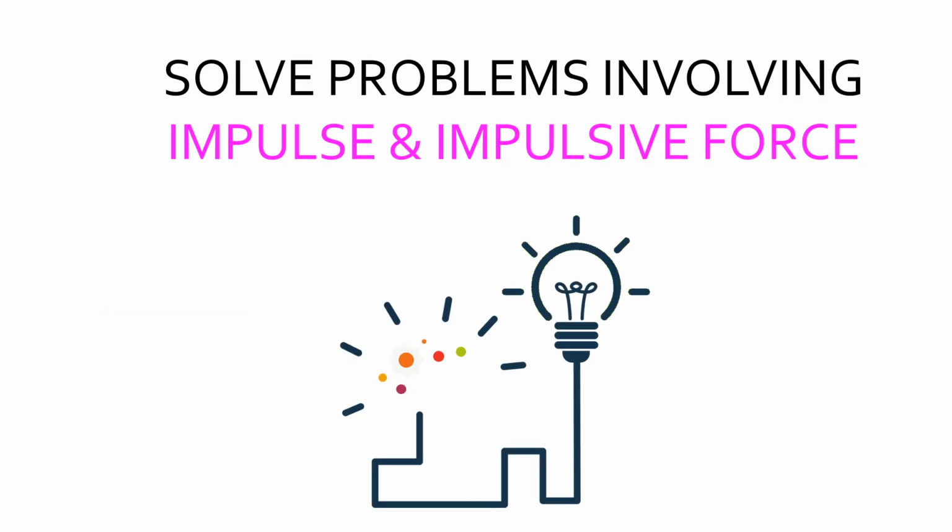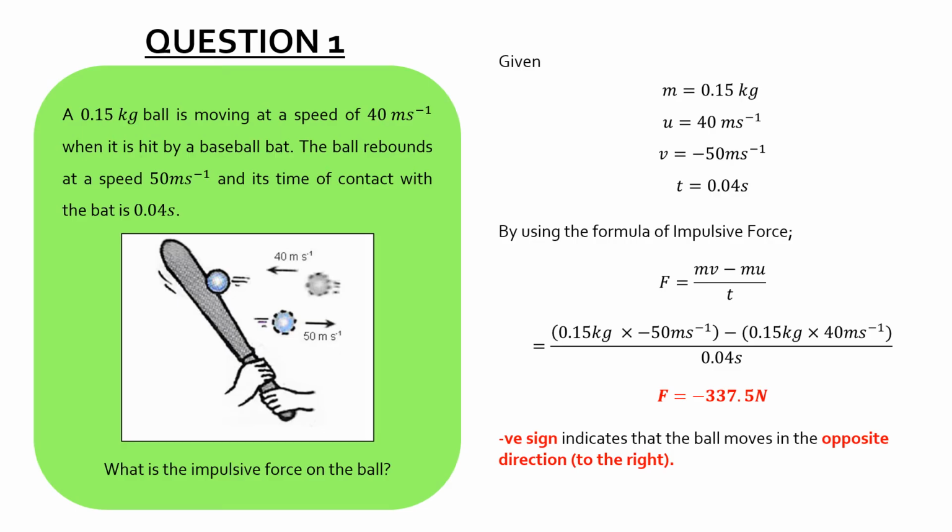Now, my friends, let's continue our lesson with the second learning outcome: how to solve problems involving impulse and impulsive force. Let's take a look at this question. A 0.15 kg ball is moving at a speed of 40 meters per second when it is hit by a baseball bat. The ball rebounds at a speed of 50 meters per second and its time of contact with the bat is 0.04 seconds. What is the impulsive force on the ball?